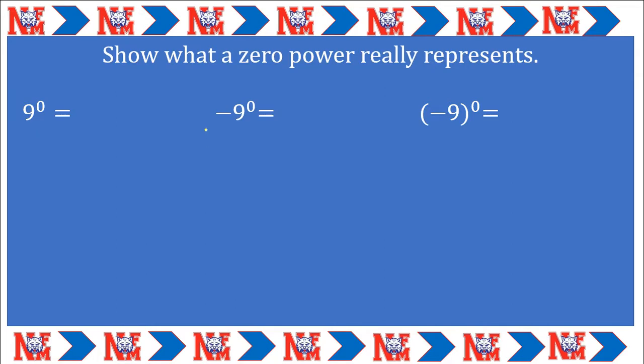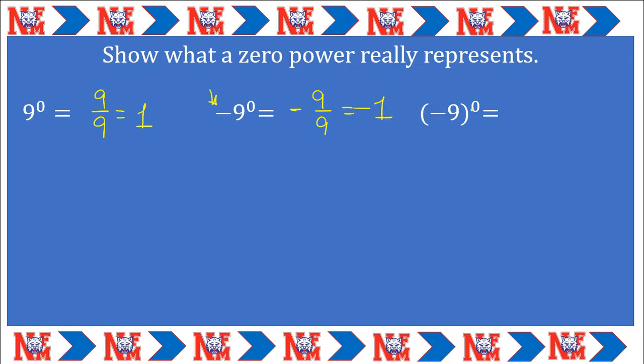Here, we want to make sure that anything raised to the 0 power is 1, except if we have an understood negative dangling out front. So 9 to the 0 is really 9 over 9. That really gives me positive 1. In this example, we have the understood negative out front, and then our base is 9 over 9, but we get the -1.